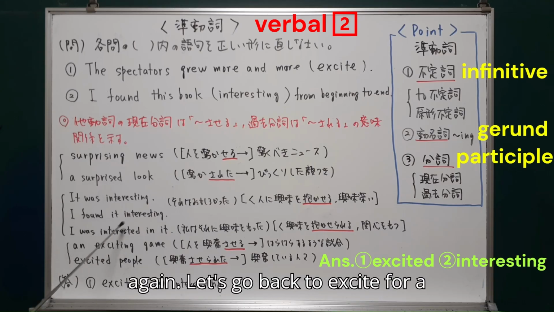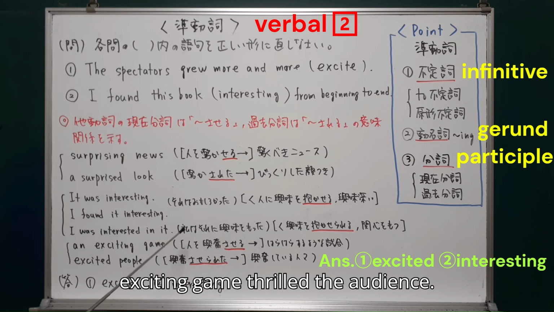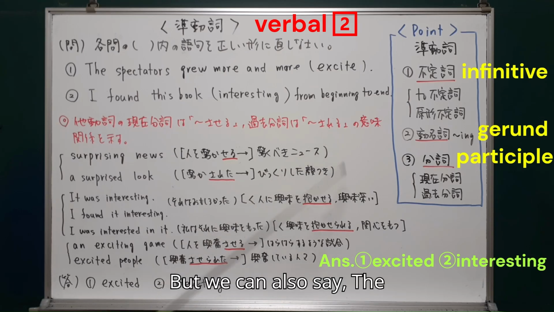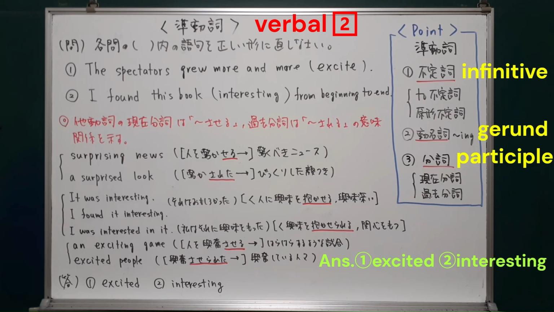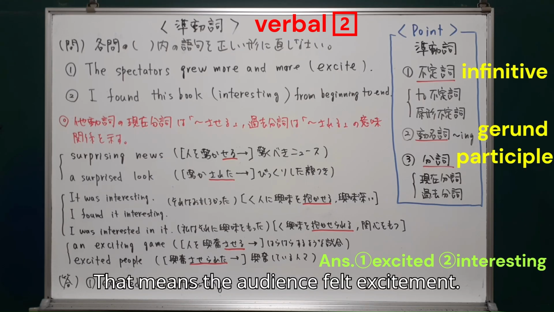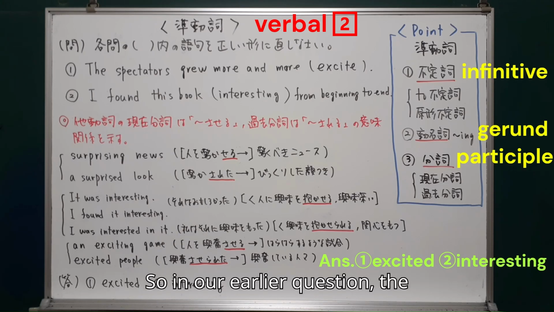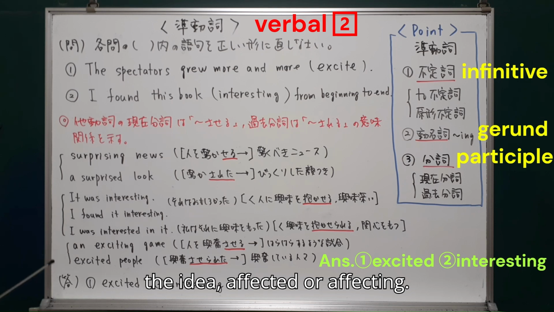Let's go back to excite for a moment. We can say, the exciting game thrilled the audience. That means the game caused excitement. But we can also say, the excited audience cheered loudly. That means the audience felt excitement. One causes emotion, the other feels it. So, in our earlier question, the spectator was not exciting, but excited, because the spectator was affected by the game. That's the idea, affected or affecting.